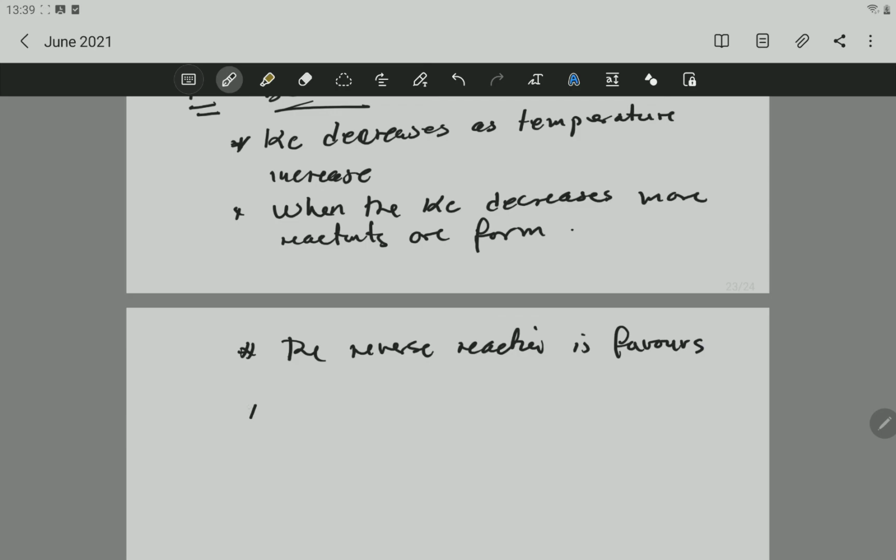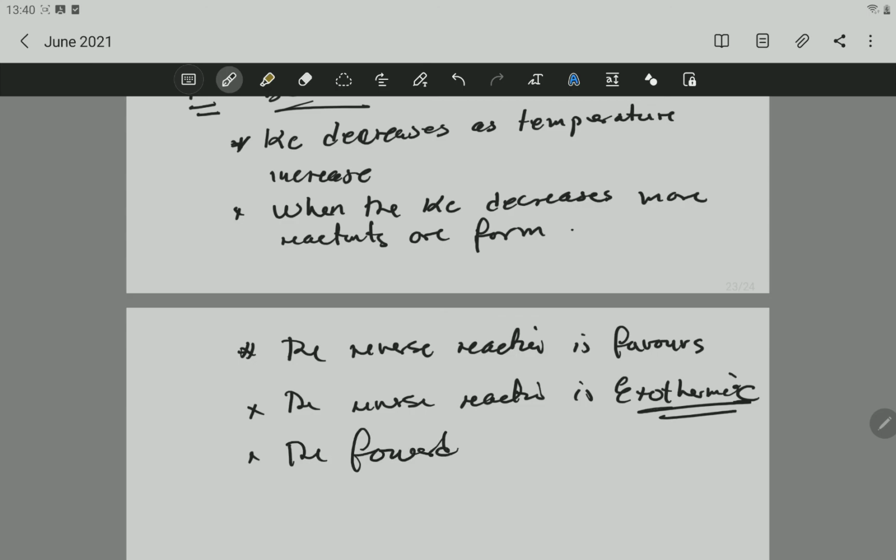And therefore the reverse reaction is exothermic. Remember, if you increase the temperature, that will favor the endothermic reaction, and the reverse reaction is favored, therefore that one is exothermic. And then the forward reaction is endothermic. All right, so that is the answer for this question.